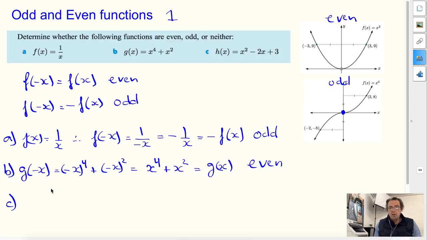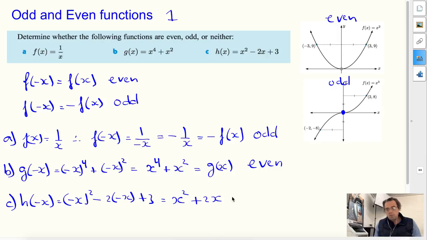C, h of x is x squared take 2x plus 3. Let's find h of negative x. It's going to be negative x squared, take 2 times negative x plus 3. Negative x squared is just x squared. Negative 2 times negative x is a positive 2x plus 3. Now, that is not h of x, and it's also not negative h of x. So it's not even, nor is it odd, so it's neither.